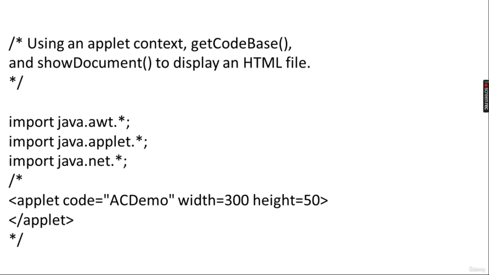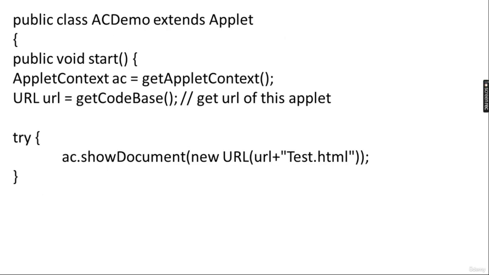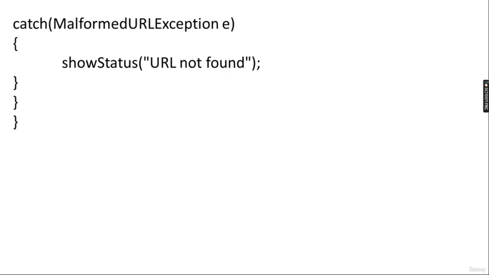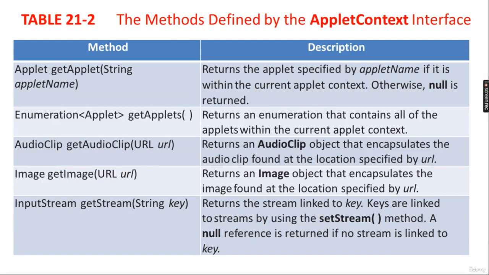AWT, applet, and net are imported over here. ACDemo is the class name that extends Applet. In the start method, the applet context is obtained. Then getCodeBase will give you the URL of the particular applet. And ac.showDocument with new URL plus test.html. It should be in the same directory. And the MalformedURLException is for showStatus, URL not found in applet.